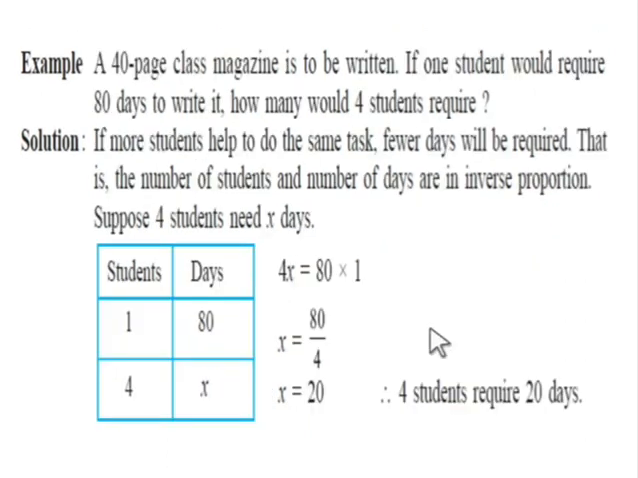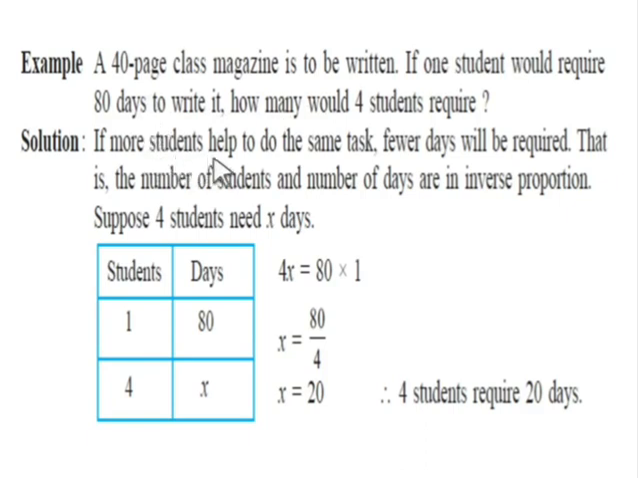Now next example: a 40-page class magazine is to be written. If one student would require 80 days to write it, how many days would 4 students require? Now in this example, a 40-page class magazine is to be written. Here, one student requires 80 days. You have to find the number of days required for 4 students to complete the same magazine. Now, as the number of students increases, the number of days will decrease. Hence, this is an example of inverse proportion.